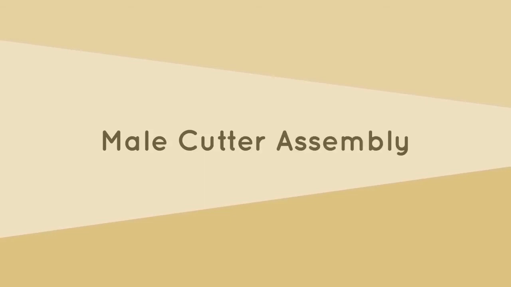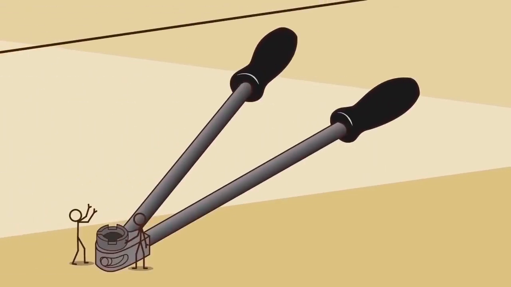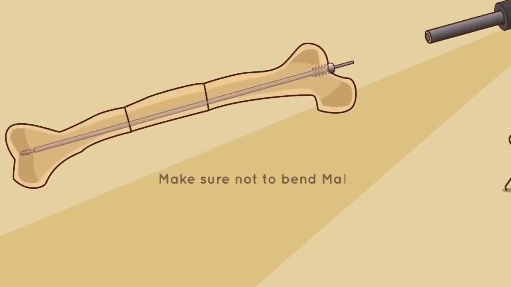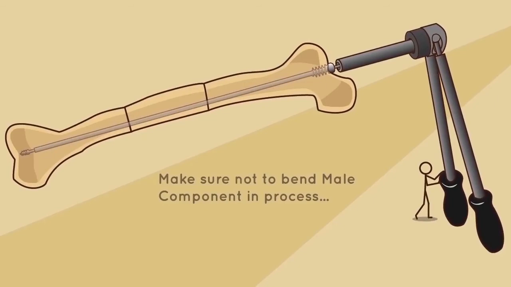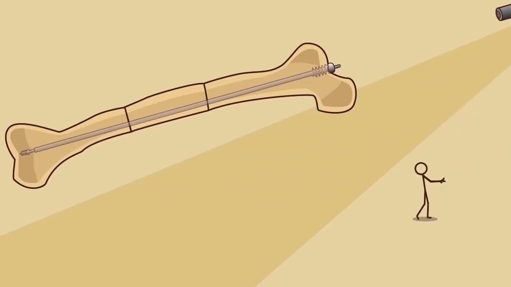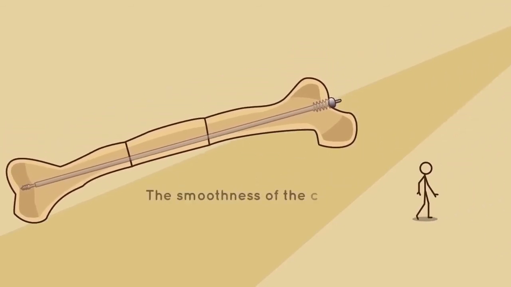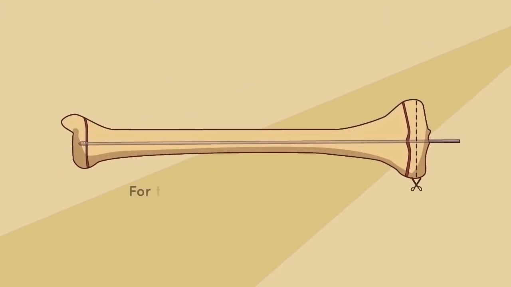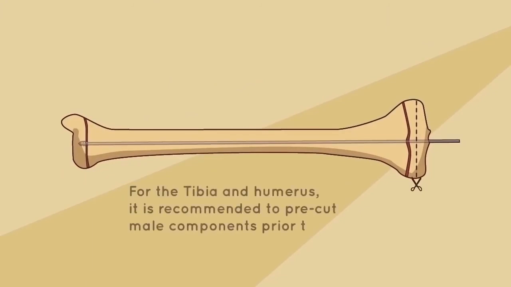Male cutter assembly. The male cutter is assembled using the inner and outer sleeve corresponding to the implant size. Male component cutting. The male component is cut with the male cutter MC200, making sure not to bend the male component in the process. The smoothness of the cut end of the male is checked with the probe of appropriate size. Note, for the tibia and humerus, it is recommended to pre-cut the male components prior to insertion.